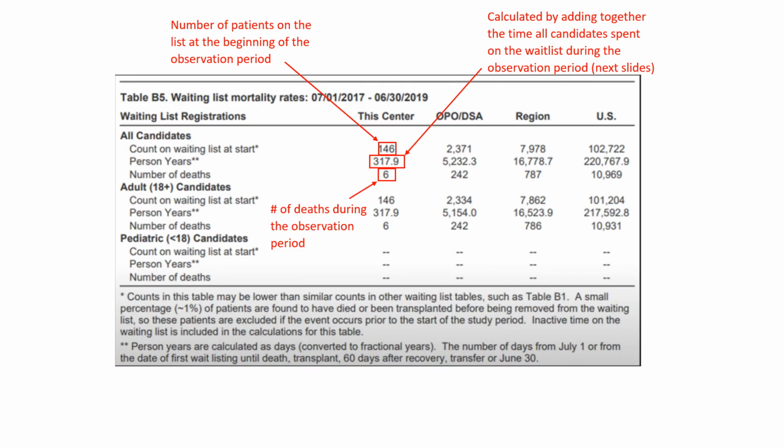In this example of an SRTR report, we can see that the observation period was from July 1st, 2017 until June 30th, 2019. The count on waiting list at start represents the number of patients on the list at the beginning of the observation period. The person years is calculated by adding together all the time candidates spent on the waitlist during the observation period. We'll discuss how the person years is calculated in subsequent slides. And the number of deaths represents the actually observed number of deaths during the observation period.